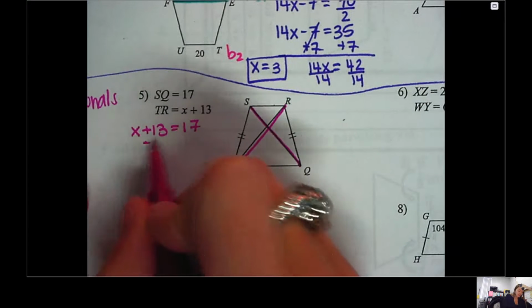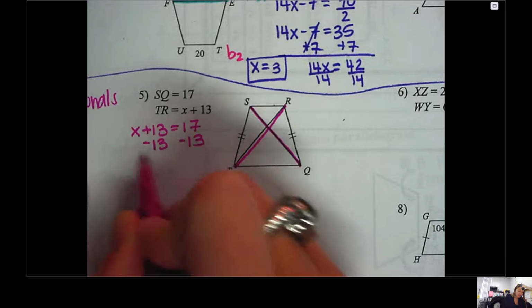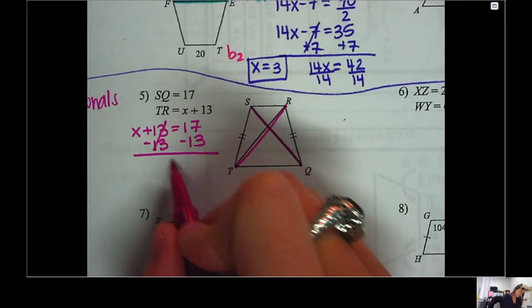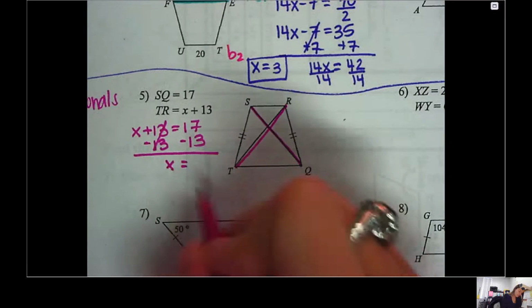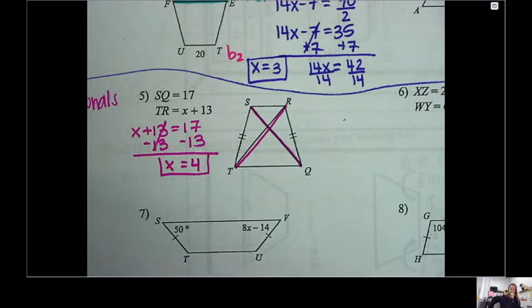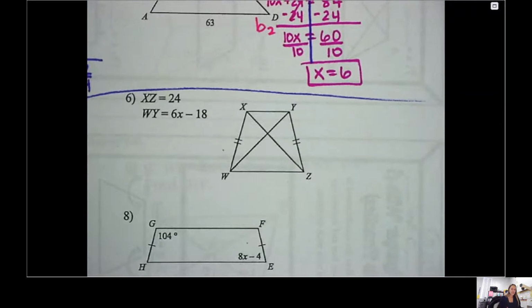And then I just solve for x. And you get x equals 4. Easy peasy, right? So diagonals, we just set them equal to each other. Number 6, you'll notice, is the same thing.